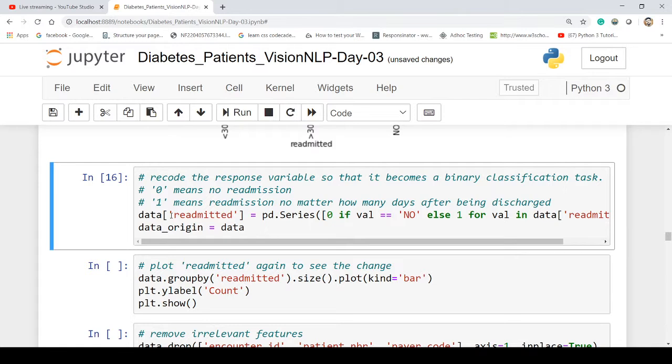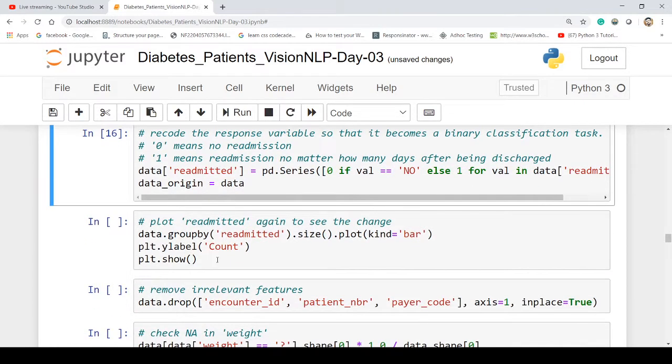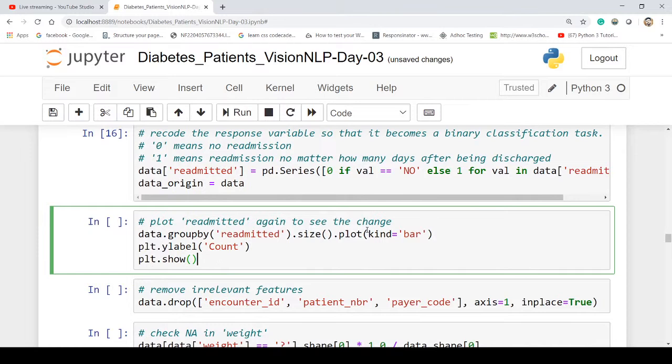Yeah, so we just labeled our data: data readmitted, pd.Series, 0 if value equal to no, or else 1 if value in data. If value is in readmission, then it will assign 1, or else it will assign 0. And we assign all this into data origin, the original data, now equal to data. So we are passing in this argument data dot origin data frame, correct? So now what we can do is plot readmitted again to see the changes.